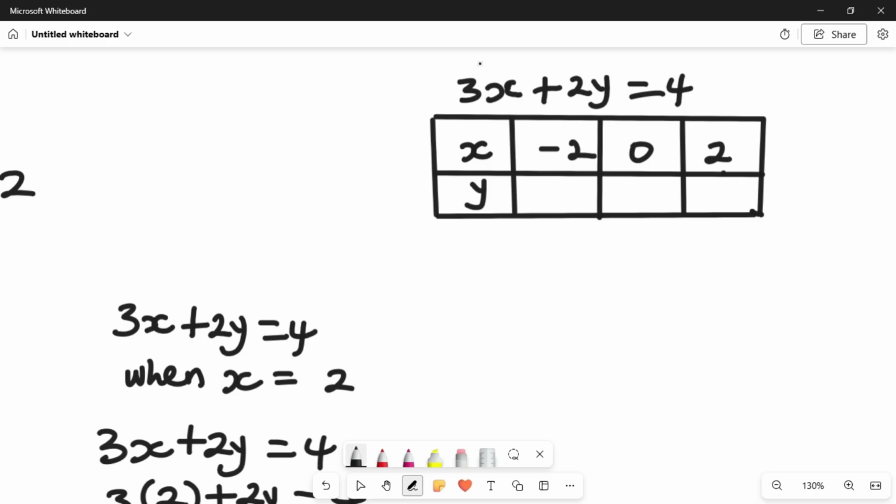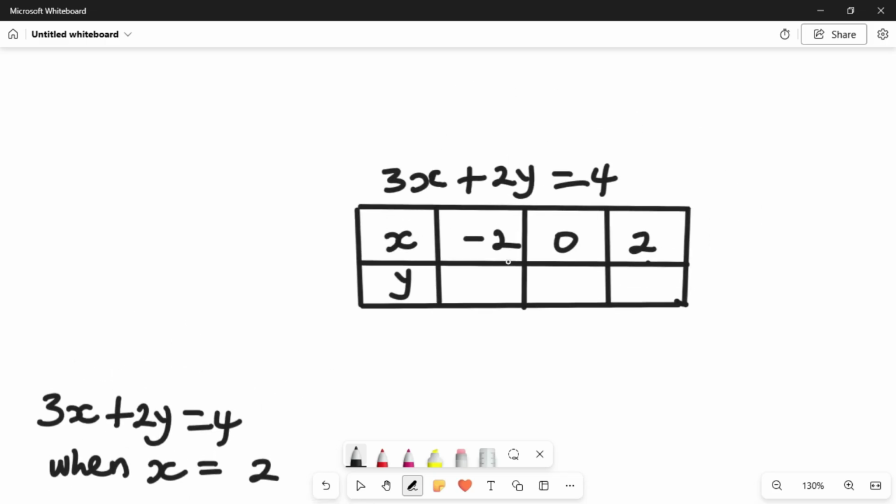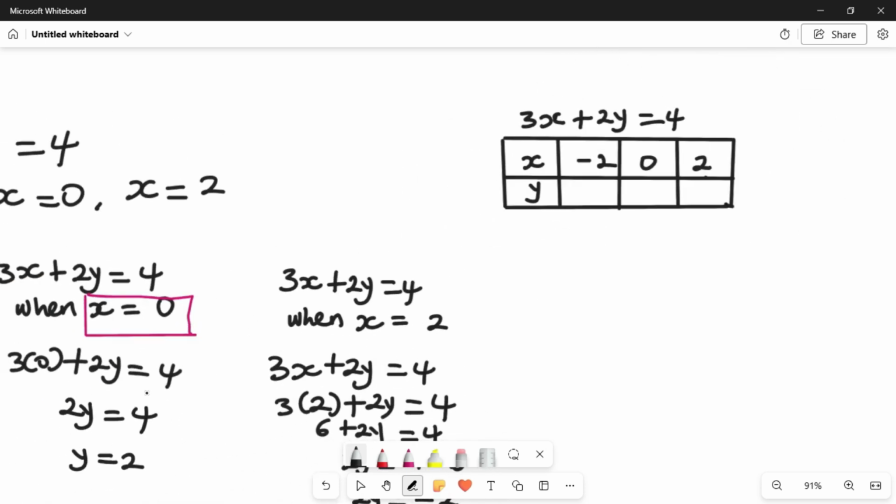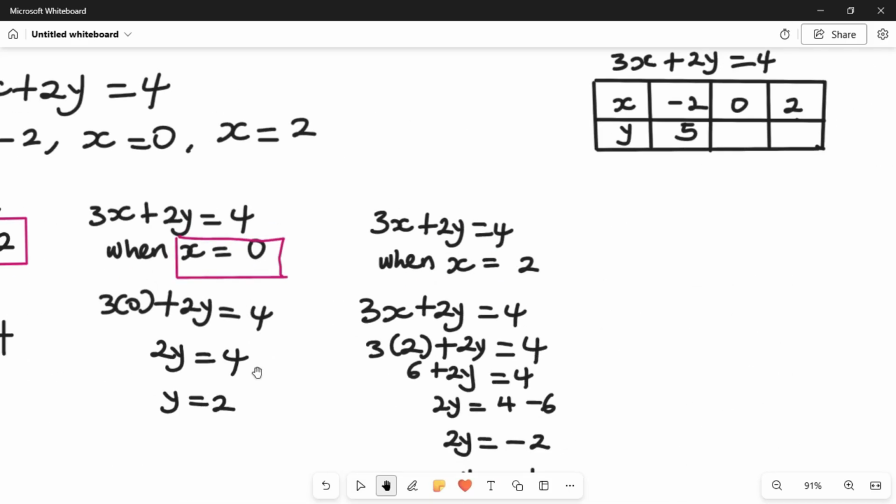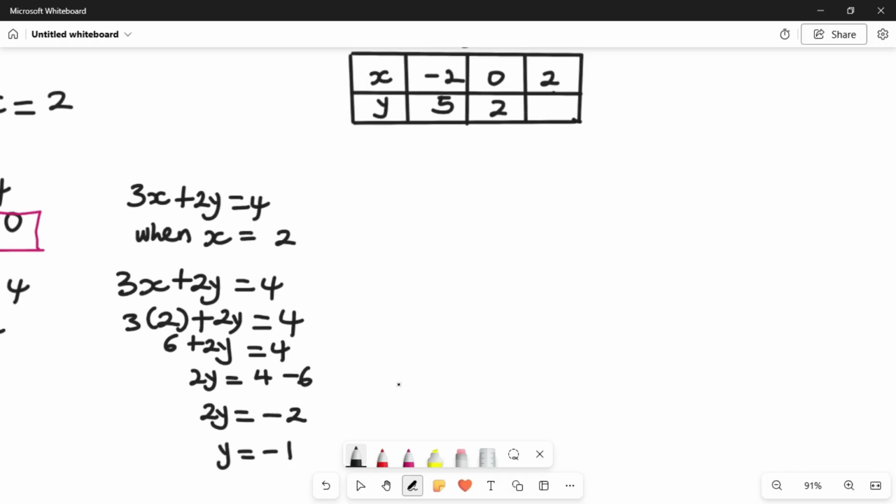So from everything we've done, we have this table. This table is just a summary of what we've done. So when x = -2, we have y = 5. When x = 0, y = 2. Then the last one, when x = 2, y = -1. So we put the value here. So we move on to the second equation.